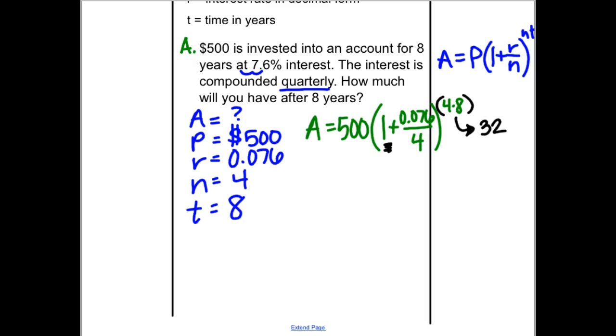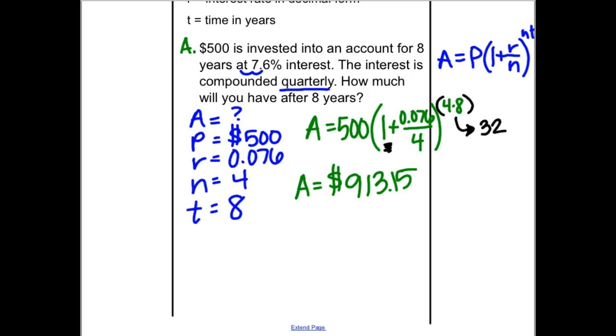So if we put this into a calculator, 500 parentheses 1 plus 0.076 divided by 4 parentheses caret key 32, what do we get to the nearest penny? $913.15. Now, that means in 8 years you gained $413.15. That's actually relatively good, considering 7.6% is way bigger than your average savings account.